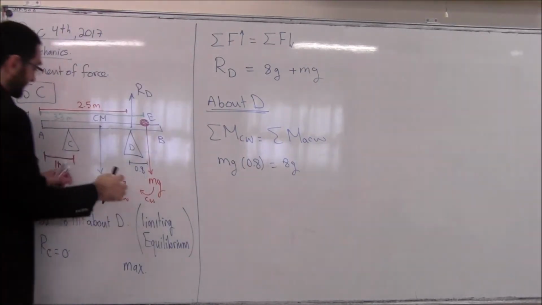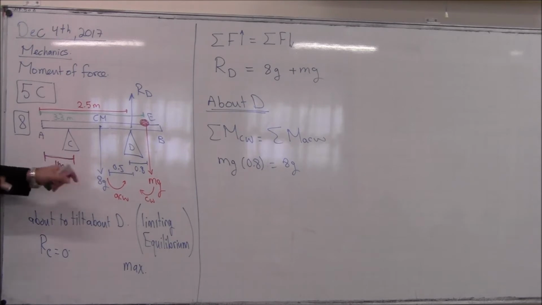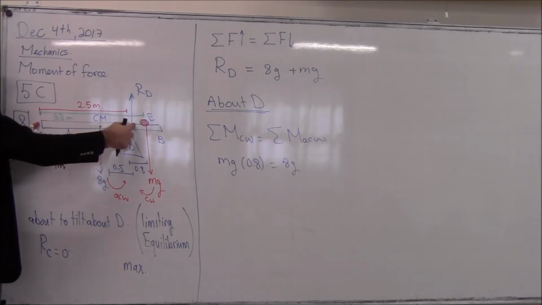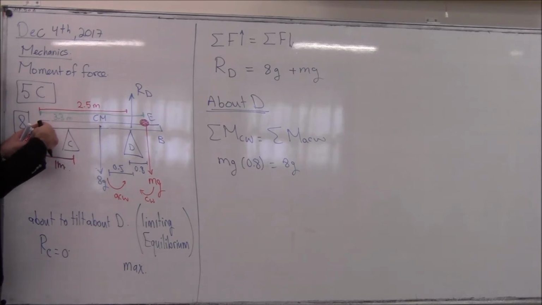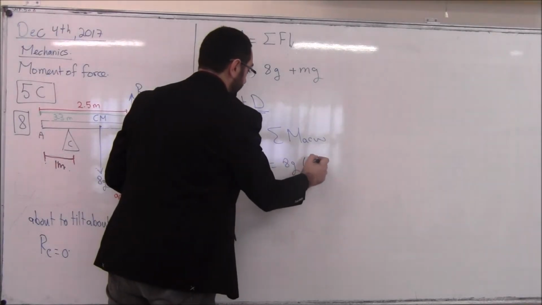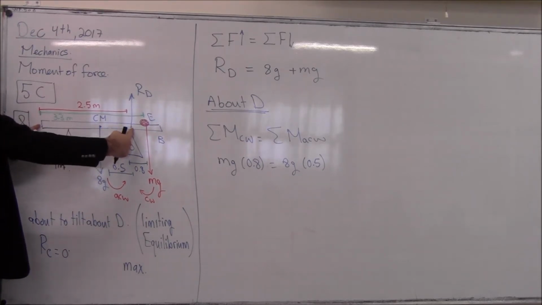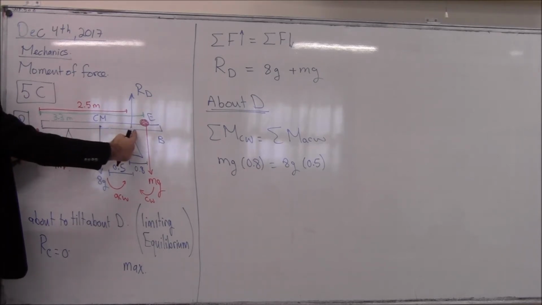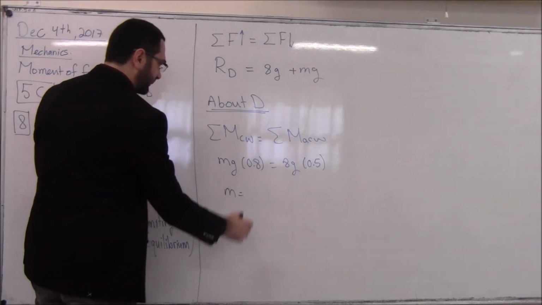So here, mg times 0.8 equals 8g times what distance? 0.5. You know why? From A to D is 2.5, and from A to the center of mass is 2. The difference is 0.5. So M equals 5.